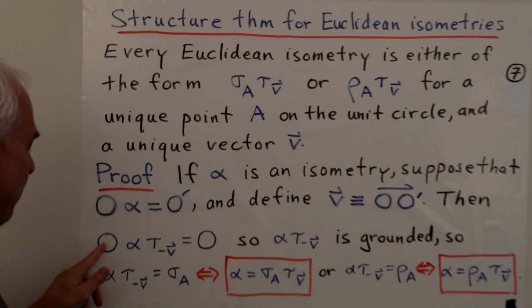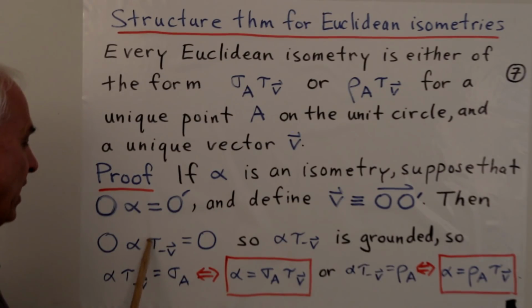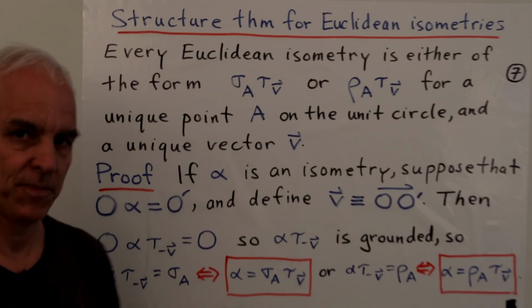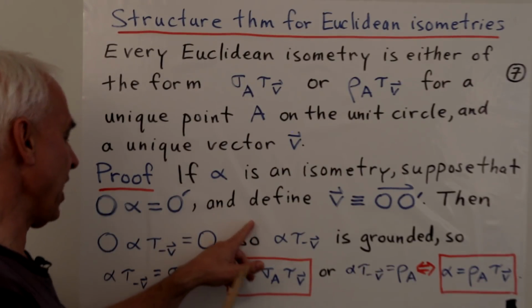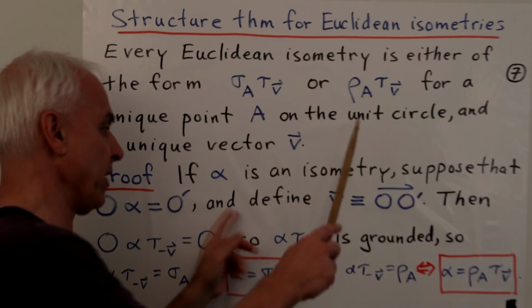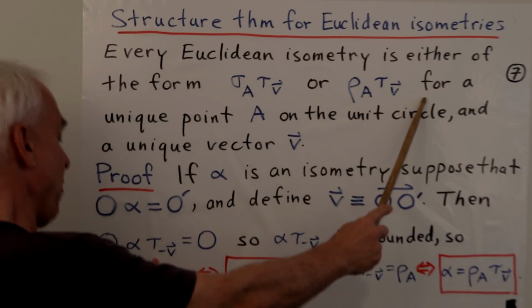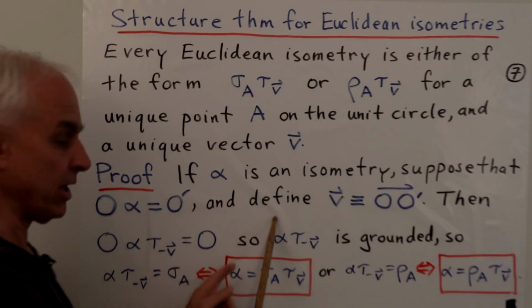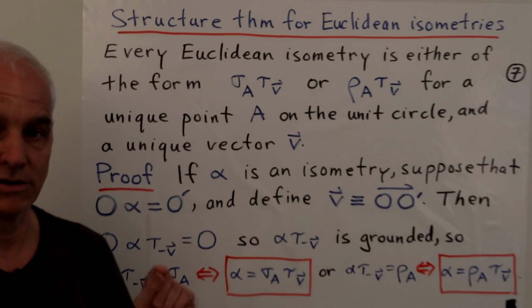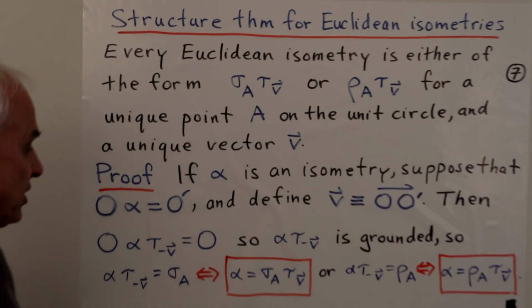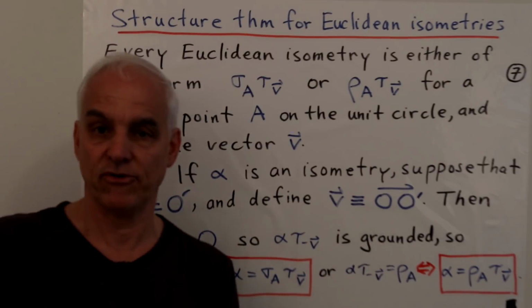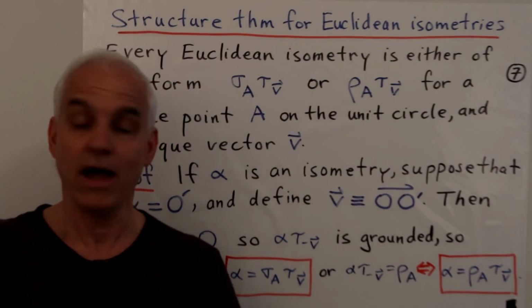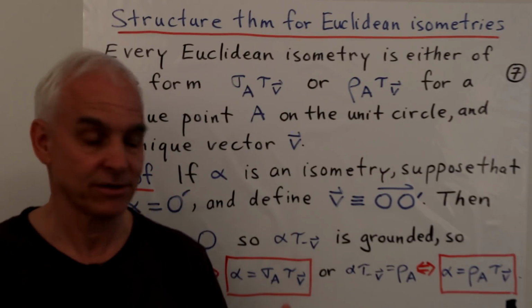Now consider what happens when you take origin O, you apply alpha, and then you apply tau sub minus v. Okay, so there's the origin. We apply our isometry alpha, twist things around, but the origin is sent up here. And now we're applying tau sub minus v, so we're going exactly backwards from where we are. And so, necessarily, the origin at least goes back to where it started. So this composite, alpha followed by tau sub minus v, is a grounded isometry because it fixes the origin. And we know all about grounded isometries.